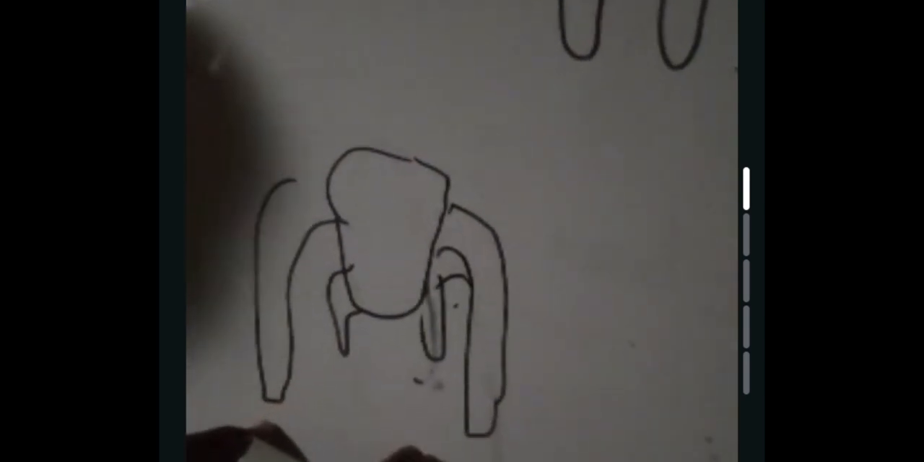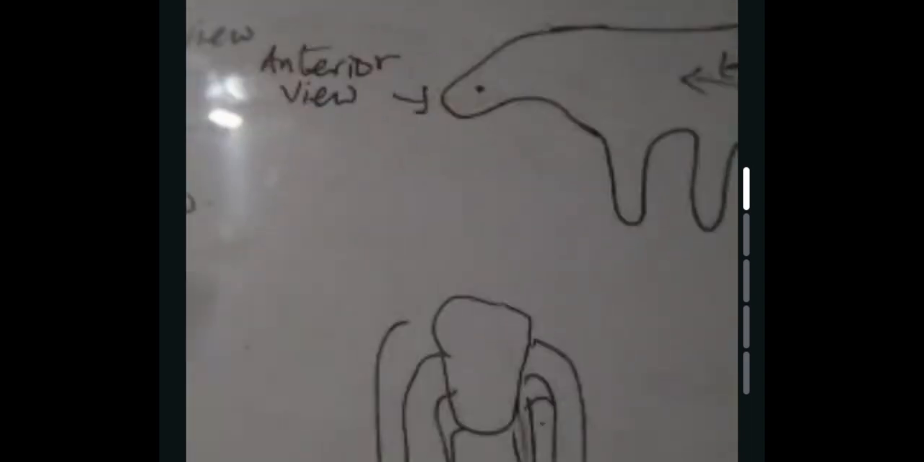Looking at it from the front, as if you are looking at the head, you'll be seeing only the head and the body. Something like this. This is what we'll be seeing if you're looking at it from the front. That is the anterior view.